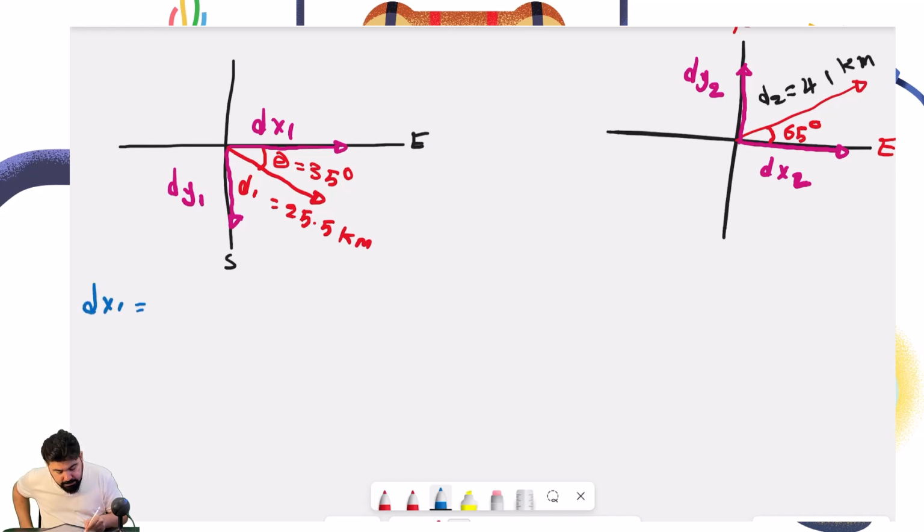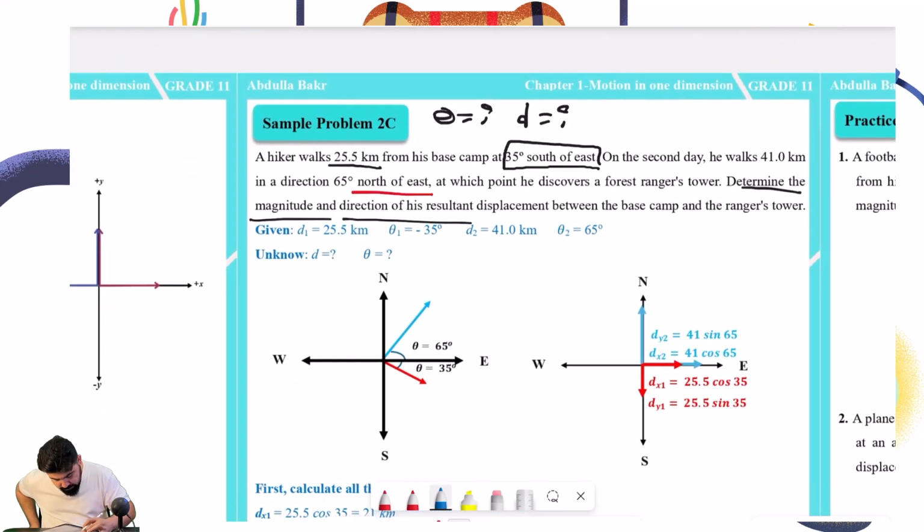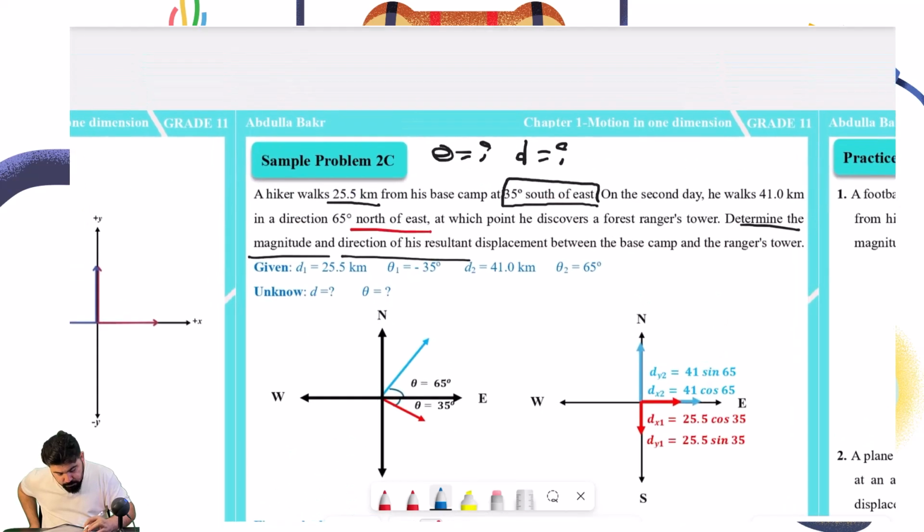Now we have dx1, which is equal to d1 multiplied by cosine theta. Teacher, why did you use cosine theta? Because the angle is made with the x-axis, guys. This is the x-axis. If it was made with the y-axis, I would say dx1 is equal to d1 sine theta. Please be careful. So this is going to be d, which is equal to 25.5 multiplied by cosine 35. Let me see the result.